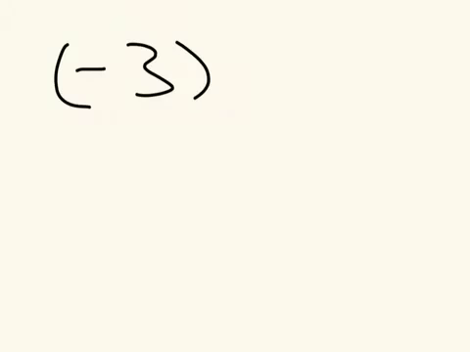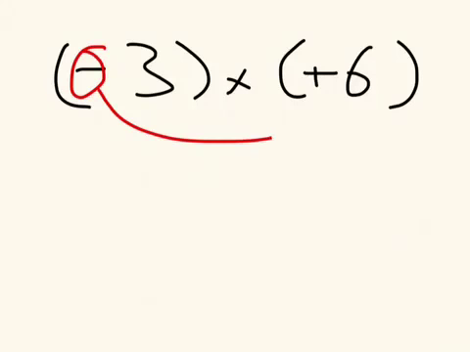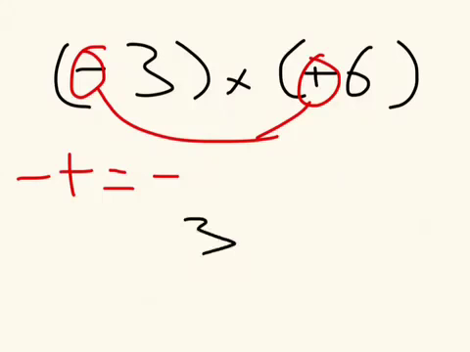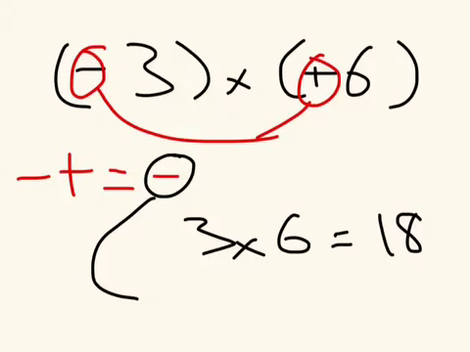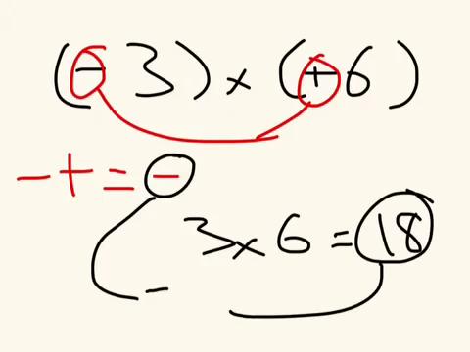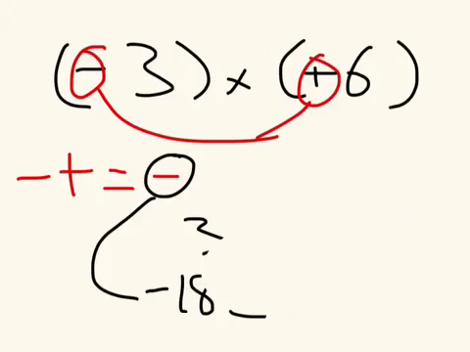-3 multiplied by +6. So normally what I would do would be take the signs, multiply them, and I know that negative and positive equals negative. After that, I would multiply the two numbers. 3 multiplied by 6 equals 18. And then take this sign, move it here, take the number, move it here, end up with -18. But we want to use counters and understand exactly why we're doing this.